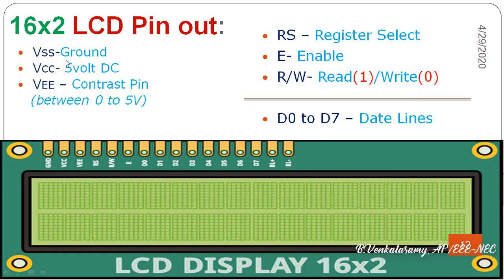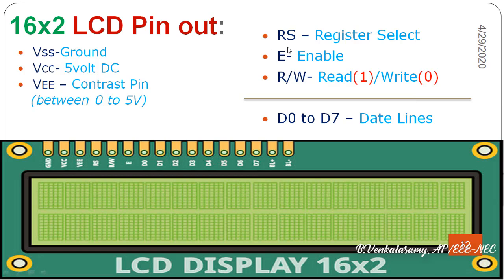The first one is VSS, which is ground. The second one is VCC, where we give plus 5 volt DC. The third one is VEE, the LCD contrast pin. Here we have to give a voltage between 0 and 5 volt. If you give 0, the LCD will be blank. If you give 5 volt, the LCD will be fully black. So we give a voltage in between 0 and 5 volt, which is done by a variable resistor called a pot.